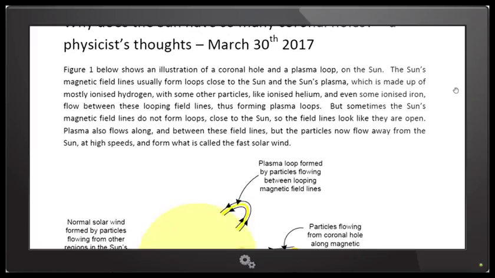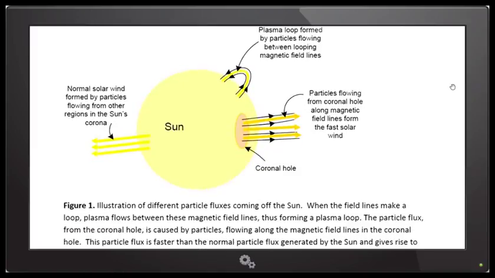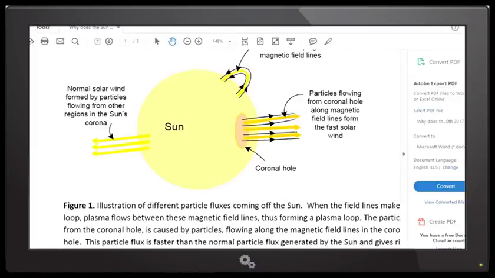Now it states, figure 1 below shows an illustration of a coronal hole and a plasma loop on the sun. The sun's magnetic field lines usually form loops close to the sun, and the sun's plasma, which is made up of mostly ionized hydrogen with some other particles like ionized helium and even some ionized iron, flows between these looping field lines, thus forming plasma loops. Now, ladies and gentlemen, if you've never seen these plasma loops on the sun, they are absolutely spectacular.